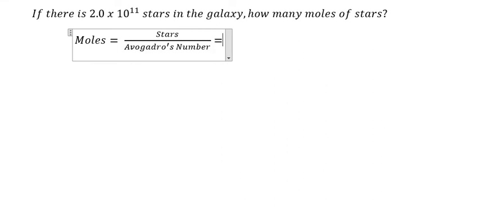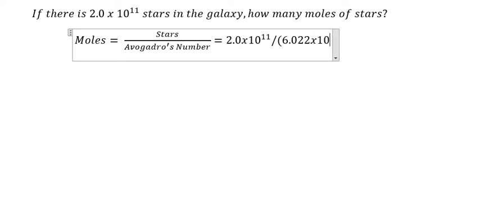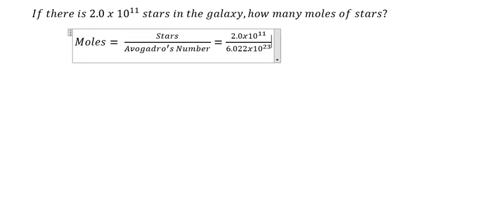So we have 2.0 × 10^11 divided by 6.02 × 10^23, and you will get about 3.32 × 10^-13, and this is the final answer.